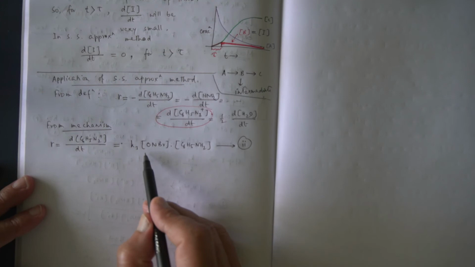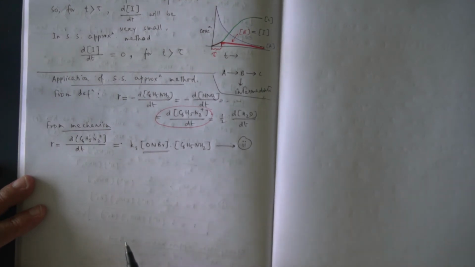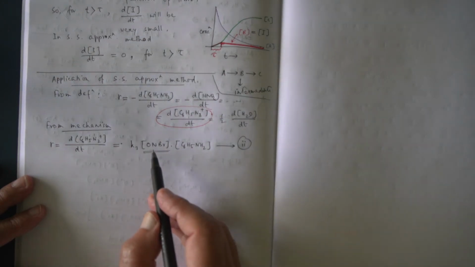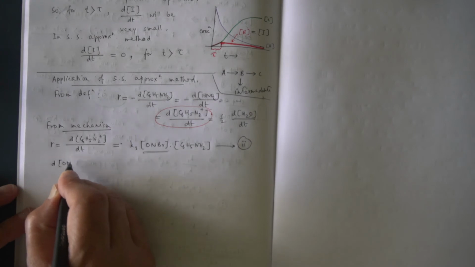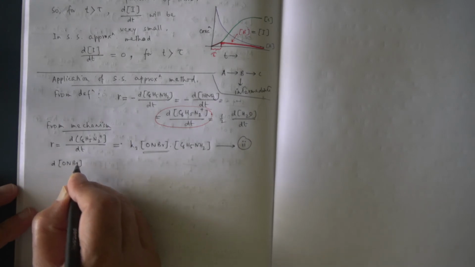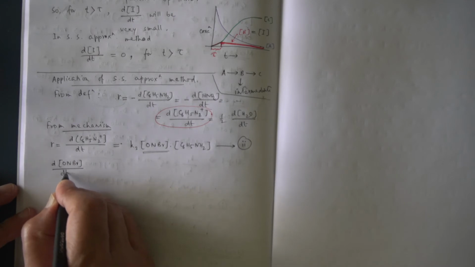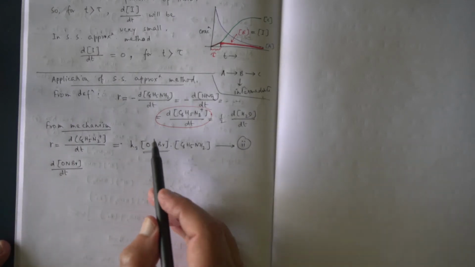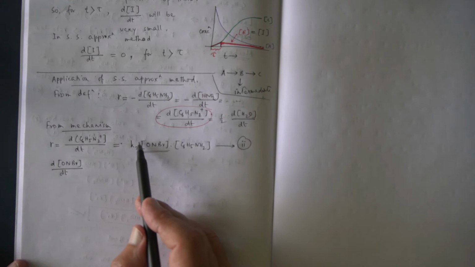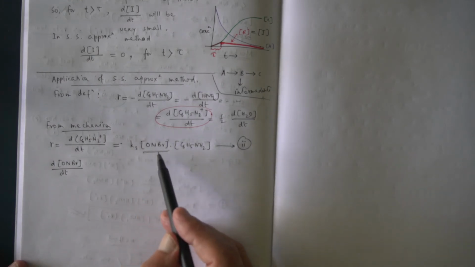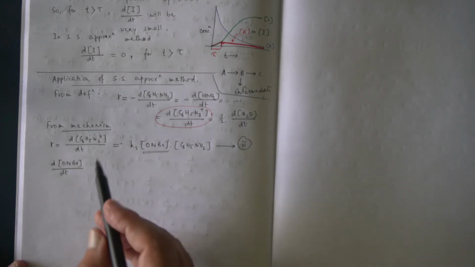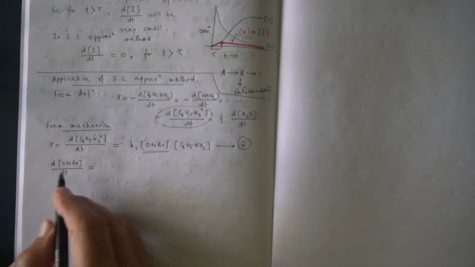Now here you see, this is an intermediate. So what do we do? We write d[ONBr]/dt, because the rate law does not contain an intermediate. So what we write is d[ONBr]/dt from the mechanism.